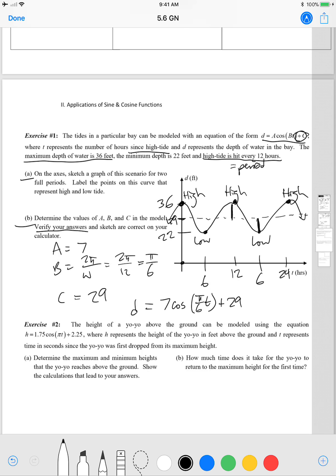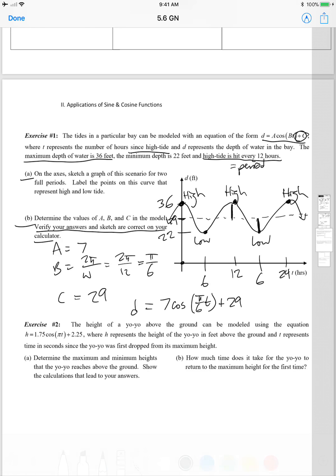And then it says you can check your work in your calculator. We talked about how to do that in class. Just plug this in. Make sure you're in radian mode since we have a pi over 6 in there. And you'll be able to see that this is the right graph. This is the right function. Fantastic. Let's keep moving on. We'll look at number 2.